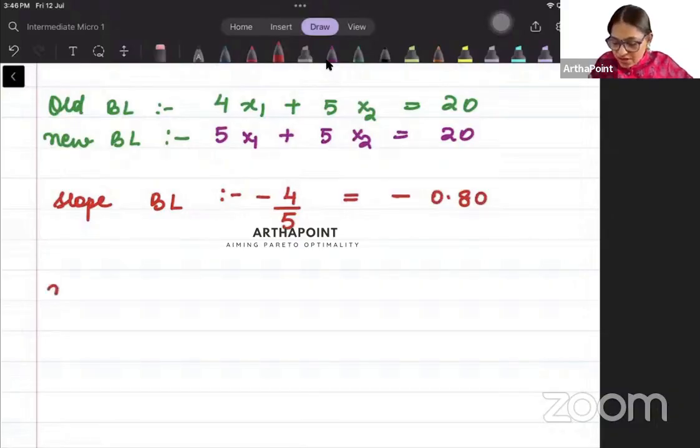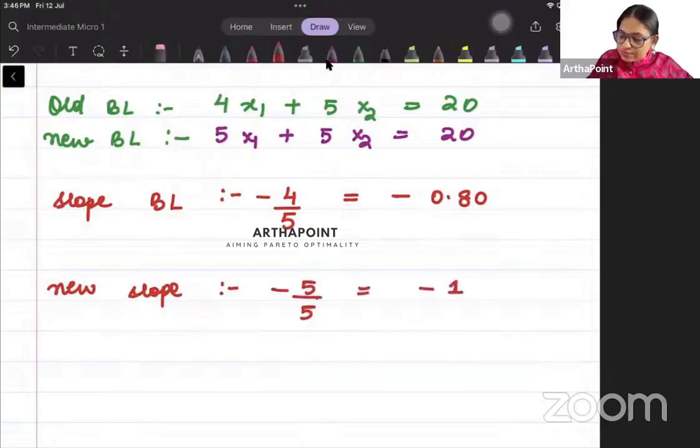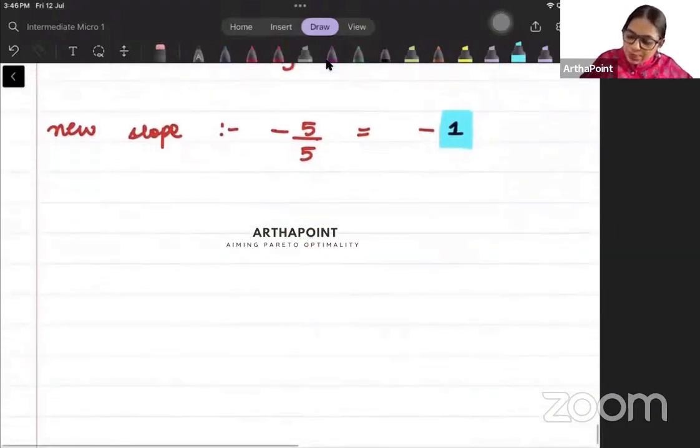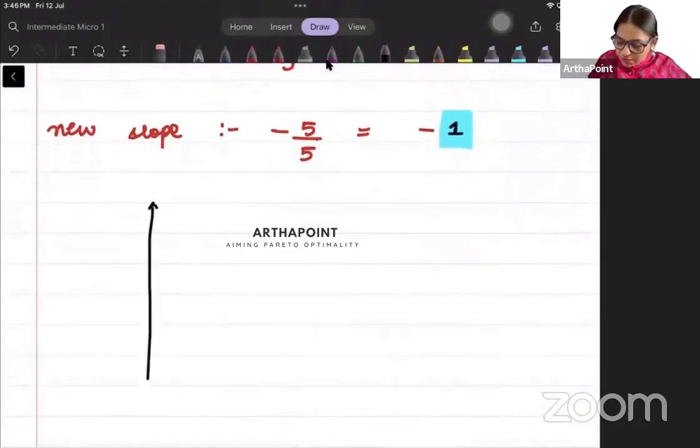Right? What is the new slope, beta? P1 by P2. That means minus 1. So if I look in absolute sense, ये 0.80 है और ये 1 है. Slope has increased. Budget line will become steeper. ठीक है बेटा. Now let's plot the new and old budget line.